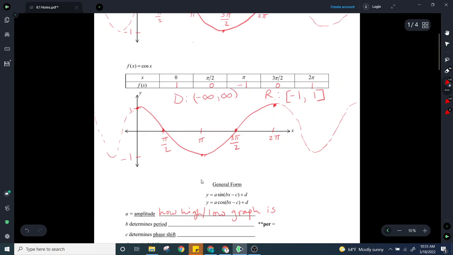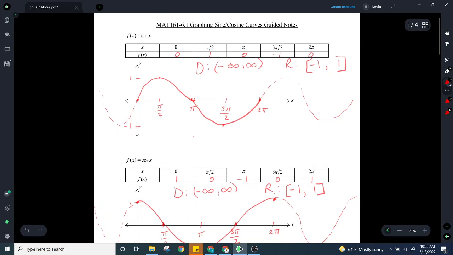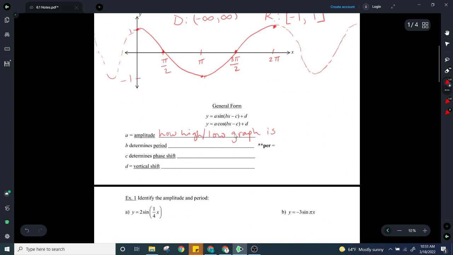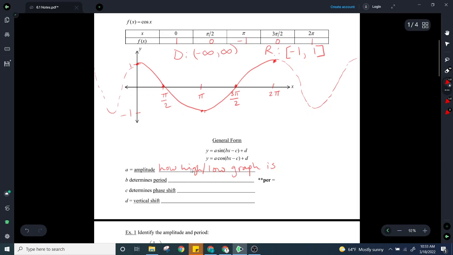In the basic curves, our amplitude is 1, right? There's a 1 in front of that cosine. There's a 1 in front of the sine. So the amplitude is 1. It goes up to 1 here and down to -1 here. Really, this is a very informal definition, how high or low the graph is. It's the height from the axis of symmetry. So if the axis of symmetry, for example, is the x-axis, if that cuts the graph in half, the height above and below that x-axis, that's your amplitude.